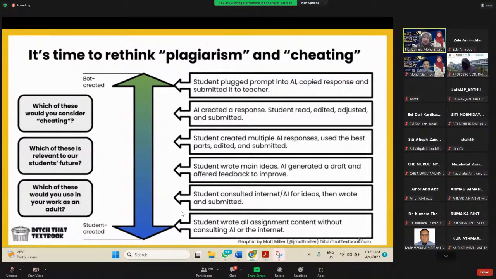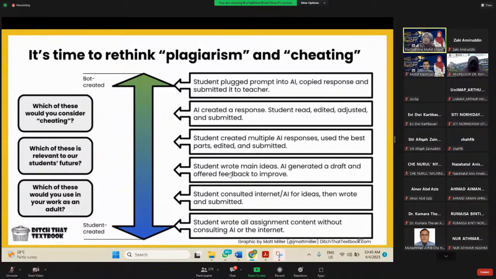This slide tells about bot created to student created. Which of these can you consider cheating? If you look at this, the student plugs a prompt into the AI, copies the response and submits it to the teacher. This is bot created. Is this cheating? The AI created a response. The student reads, edits, adjusts and submits. Or could be the student created multiple AI responses, used the best parts, edited and submitted.